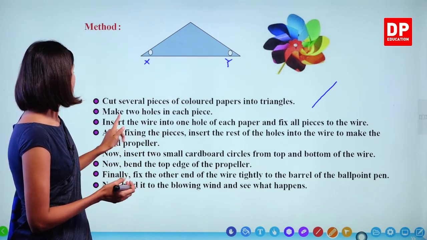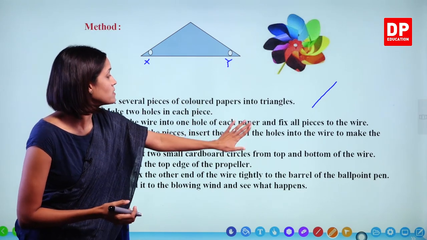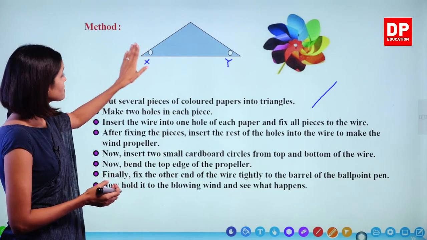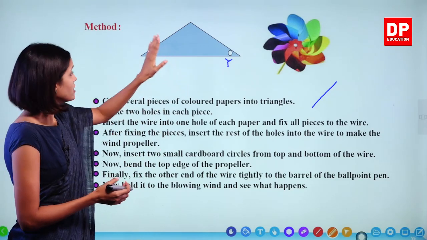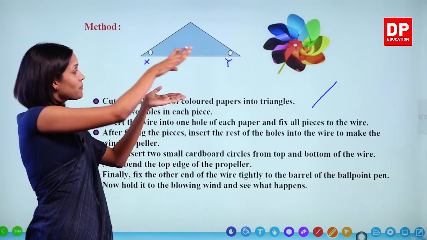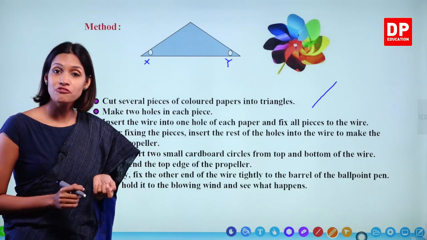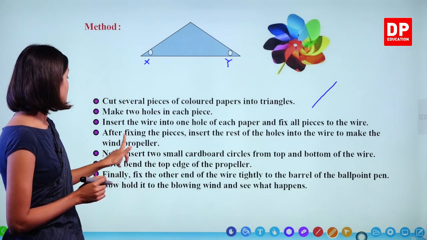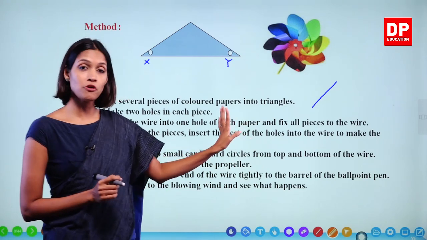Okay. And after fixing the pieces, insert the rest of the holes into the wire to make the wind propeller. Now after inserting the X side of all the papers, you have to connect the Y side. You have to simply fold the paper and insert it again onto the piece of wire. Okay, children? Right.